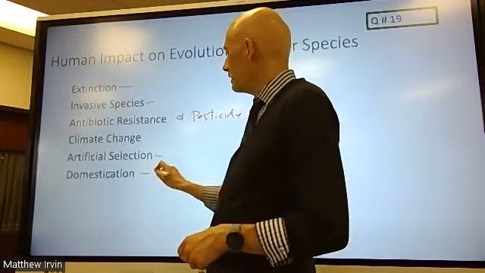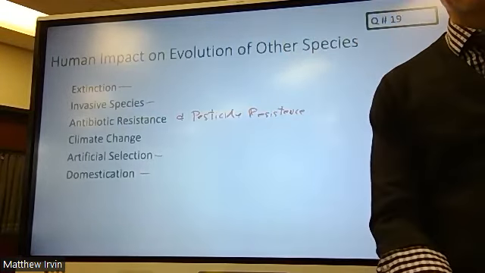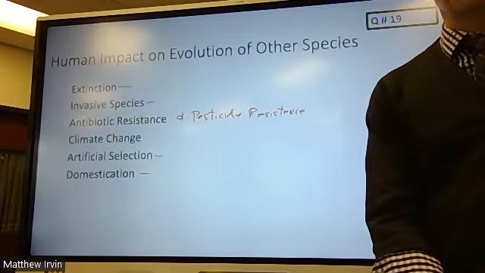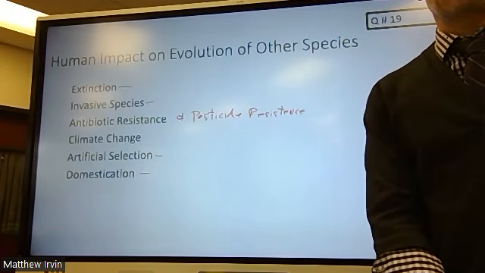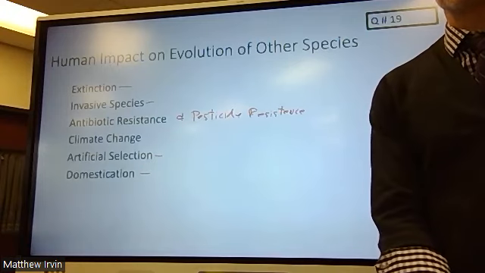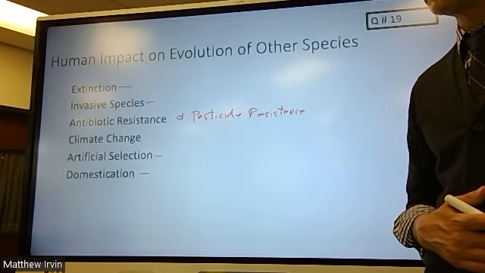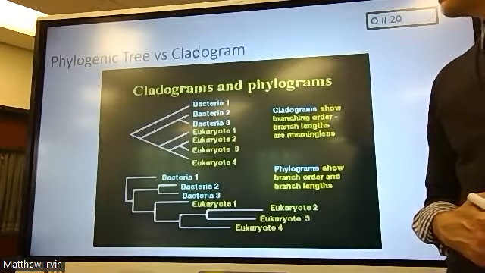Domestication does the same thing. We are isolating specific traits, and that is causing not only better traits for us, but then we are removing those organisms from the environment, changing the evolution of those communities.